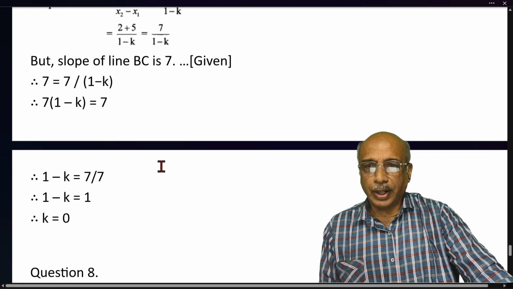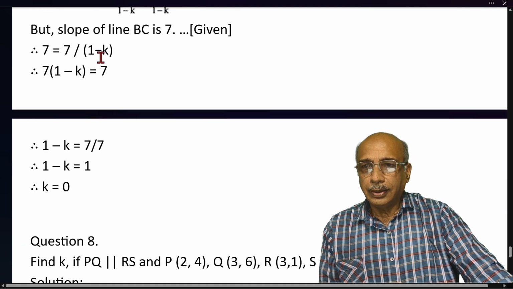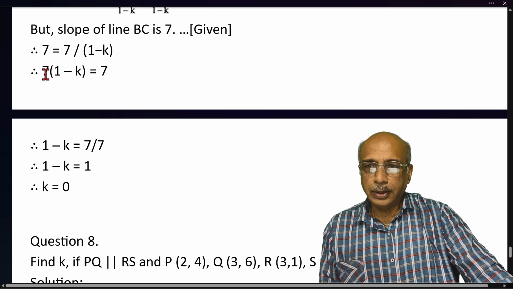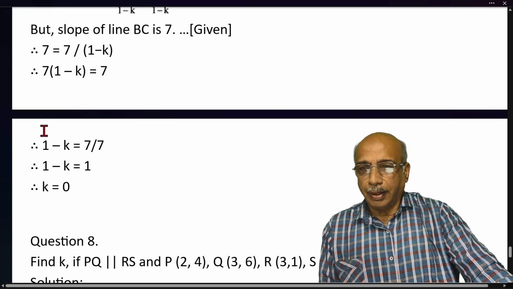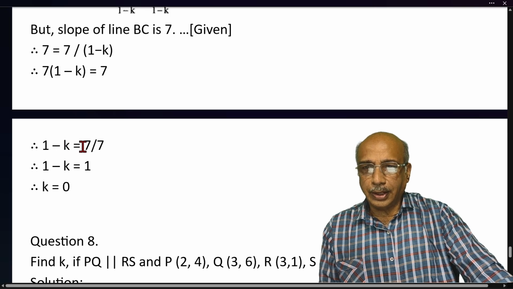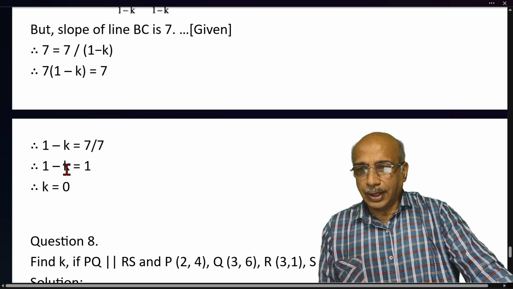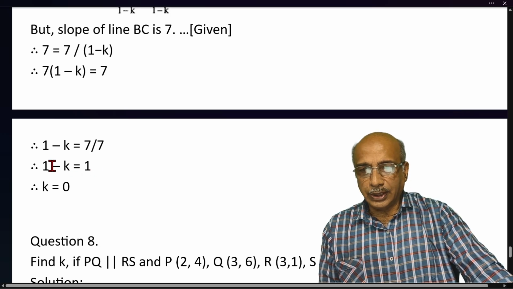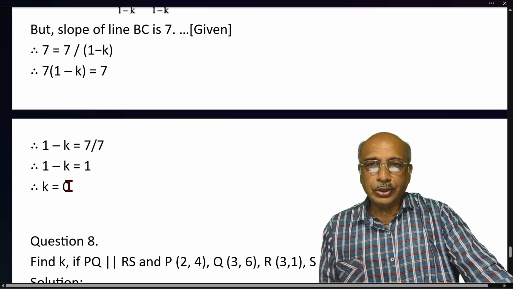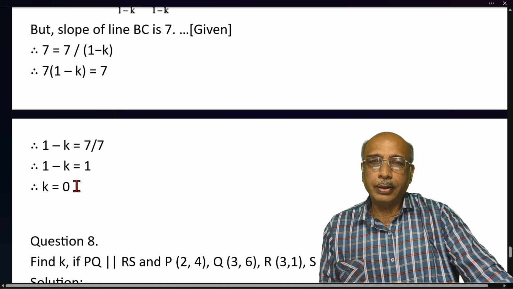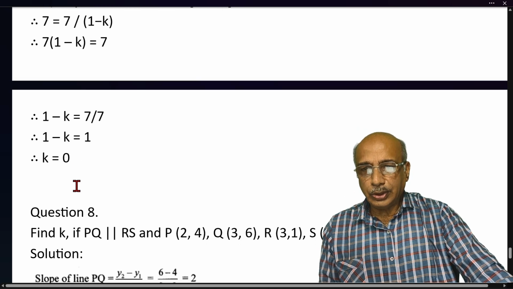But the slope of line BC is 7. Therefore, 7 equals 7 upon 1 minus k. Cross multiply: 7 into 1 minus k equals 7. Dividing by 7, 1 minus k equals 7 by 7, again 1. Minus k will go on this side, 1 will go on the other side. Therefore, k equals 1 minus 1 equals 0. So the value of k will be equal to 0.